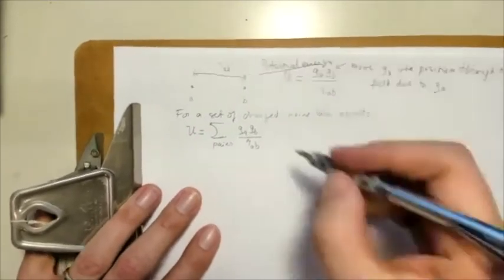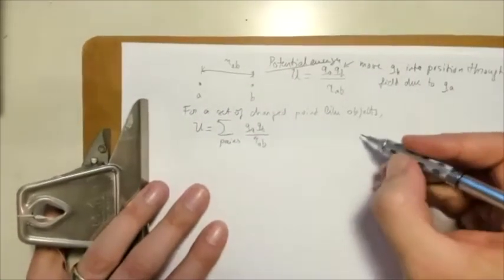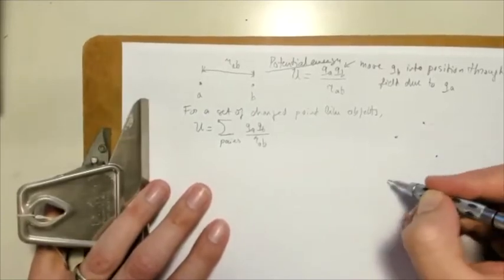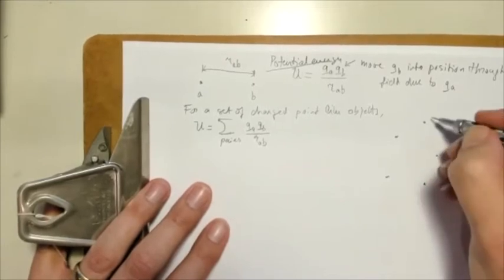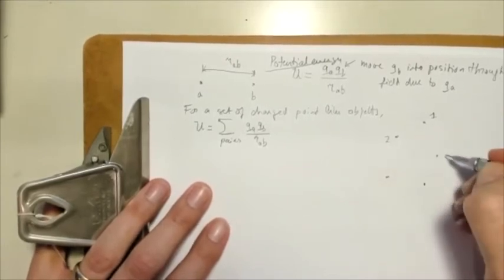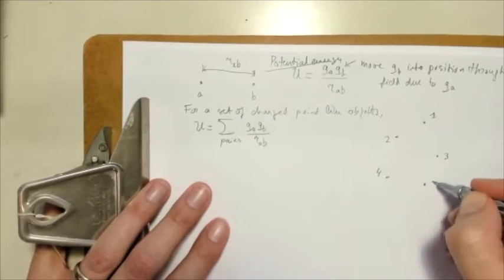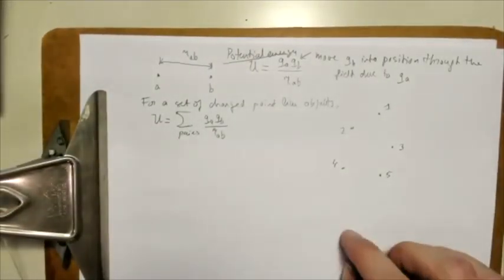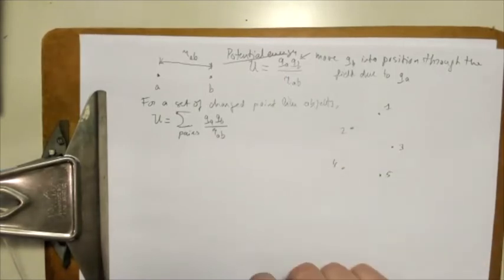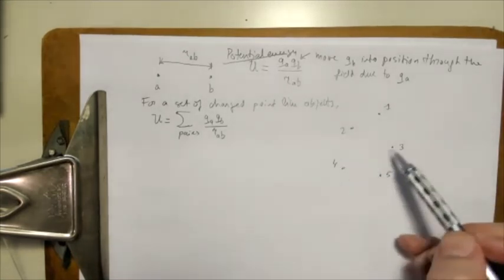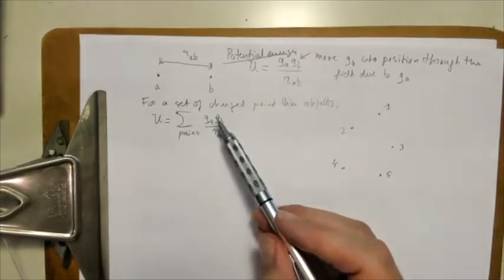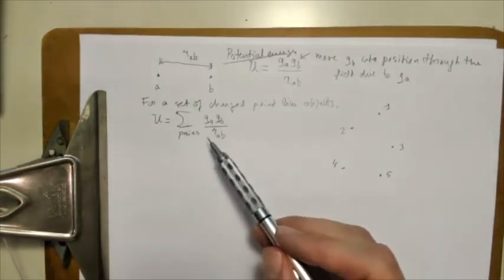Now, what does that mean? Sum over all the pairs. Let's be explicit about it, because this is the point where we need to start really paying attention to how many terms we actually have. Okay, so let's say we've got objects 1, 2, 3, 4, 5. So we've got this configuration of 5 charged objects, and we want to know what the total potential energy of this system is. We have to consider the potential energy due to the sum of all of the pairs.